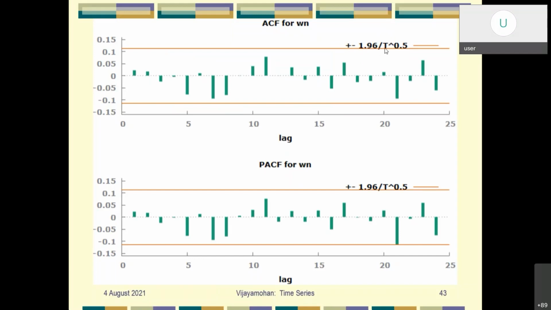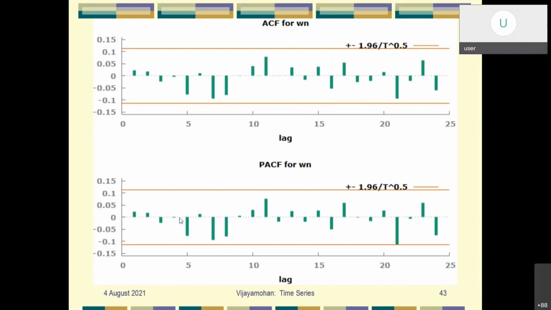T is the sample size. Now, these are the autocorrelation coefficients. At lag 1, we have this one. Lag 2, we have this one. Lag 3, this one. Lag 4, lag 5, lag 6, lag 7, and so on. And here, we have the partial autocorrelation function. These are the partial autocorrelation functions.